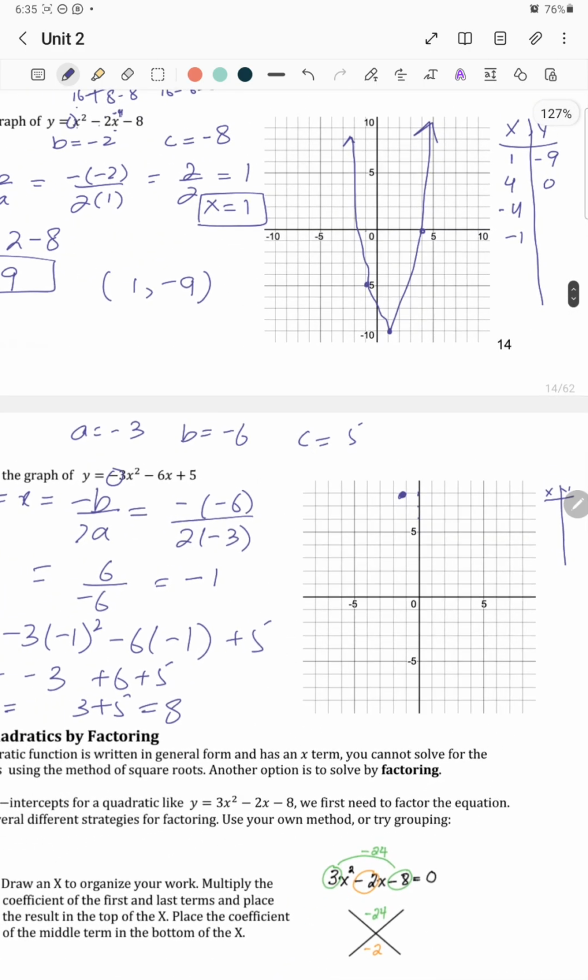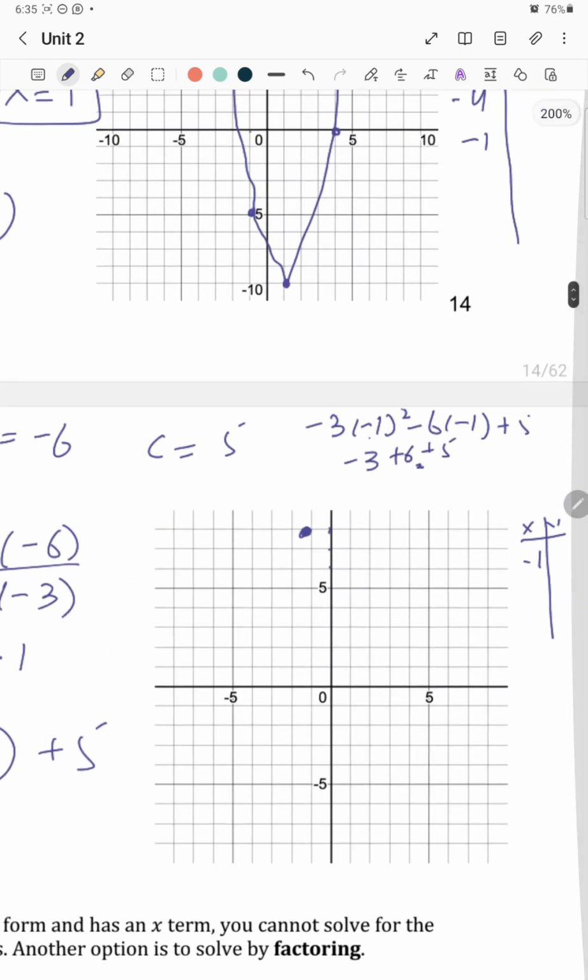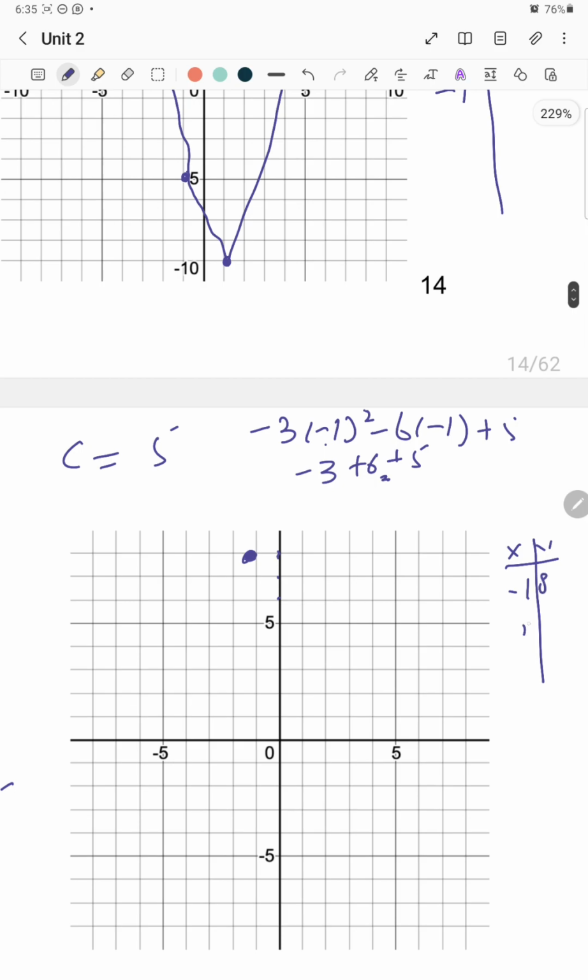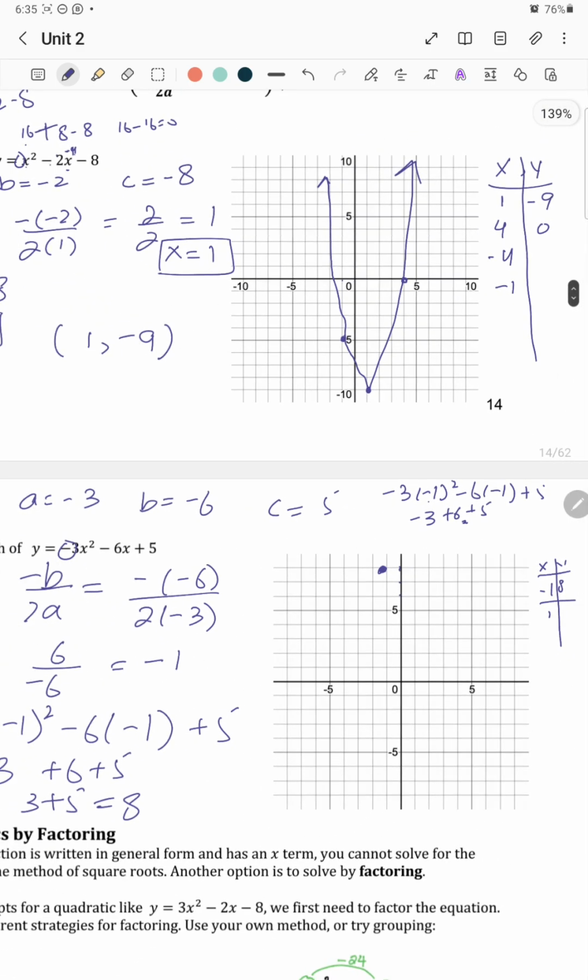Negative 1, x would be negative 1, so it would be minus 3 negative 1 square minus 6 negative 1 plus 5. Minus 1 square is plus 1, so minus 3 plus 6 plus 5, 3 plus 5, 8. For negative 1 it would be 8. For positive 1 it would be minus 3 minus 6 plus 5 minus 9 plus 5 minus 4.